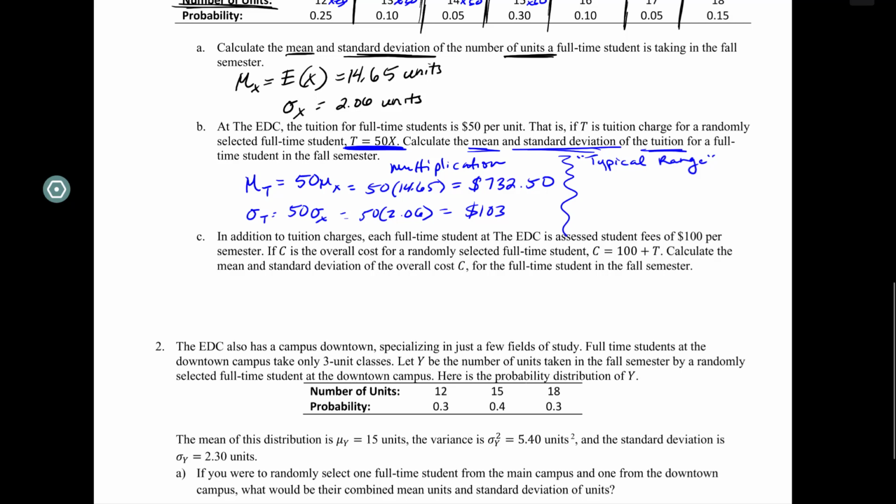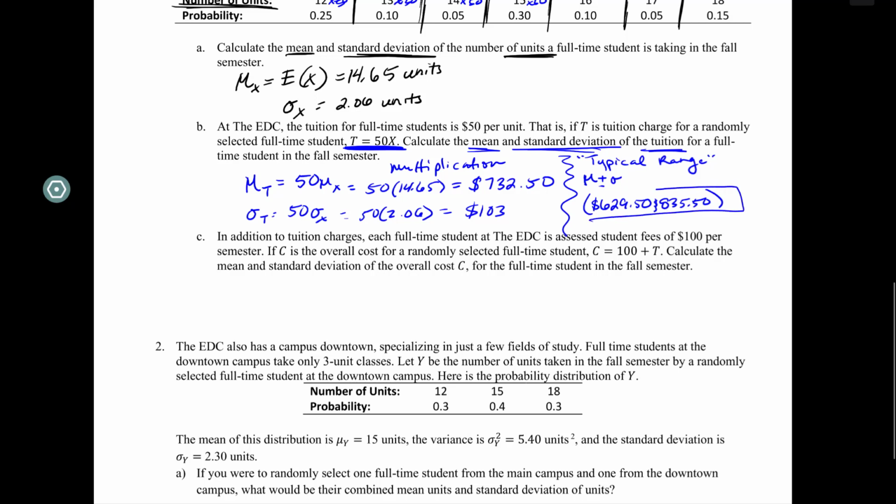So to calculate that typical range, we're just saying, well, what's one standard deviation within the mean? Mu plus or minus sigma. So all we do here is say, I want to know what is 732.50 plus 103 and 732.50 minus 103 to give me that typical range. And that's $629.50 when I do that subtraction. And when I do the addition, that's $835.50.